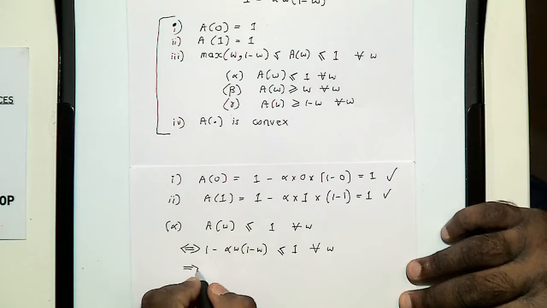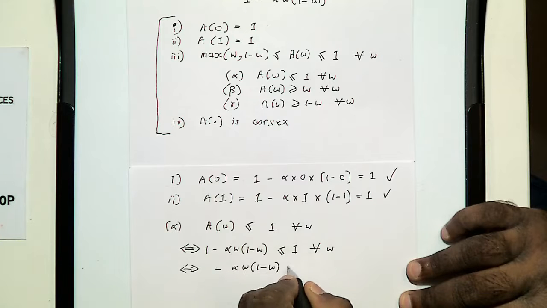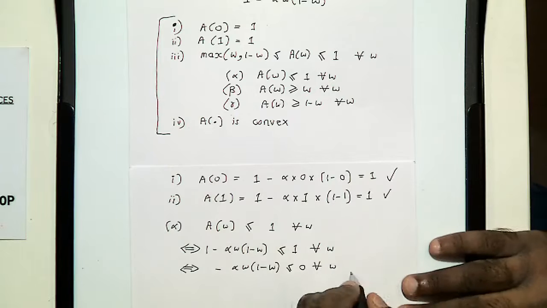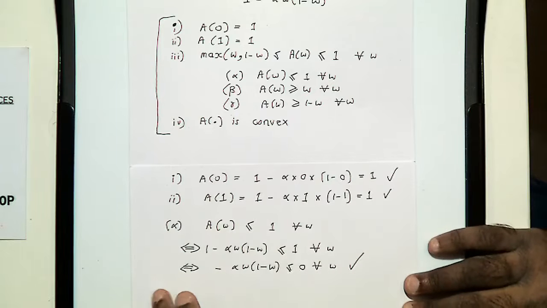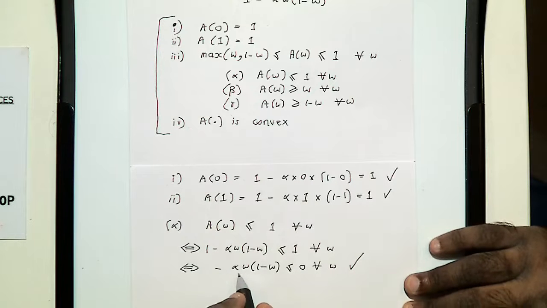And this is the same as saying that minus alpha omega (1 minus omega) is less than or equal to 0 for all omega. And this is true because alpha is a positive number, although the question doesn't say that. Alpha is positive, omega is positive, omega also lies between 0 and 1. So this statement is true. Okay, guys? All right.